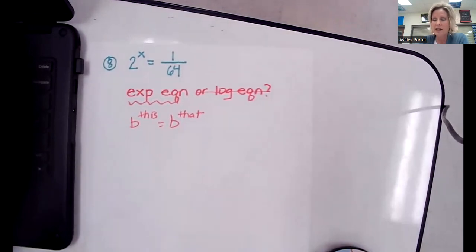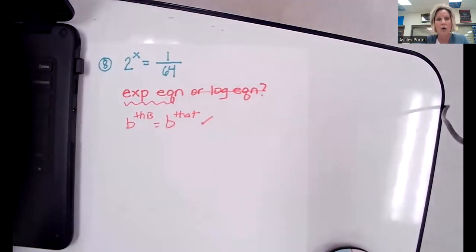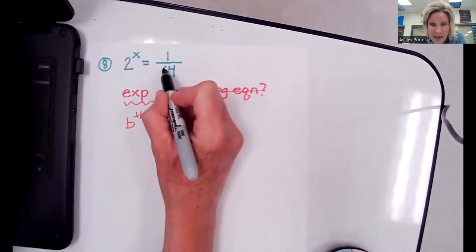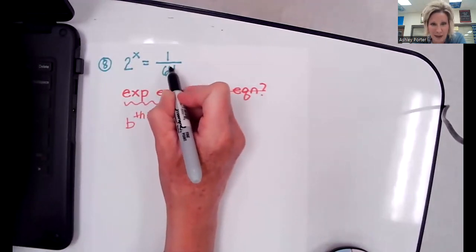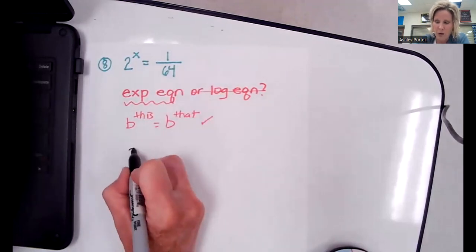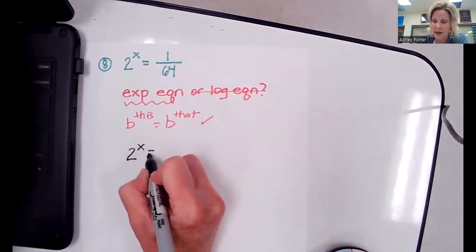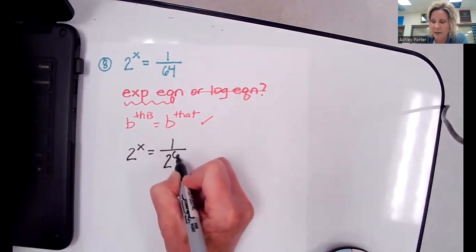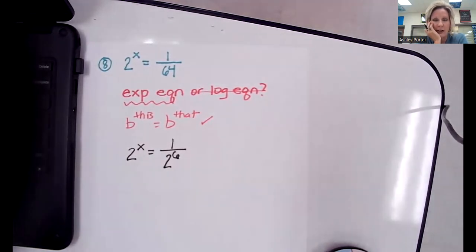All right, so on this one, I say yes, this is the way to go because the base of the left side is 2. The base of the right side, look at that 64. I can make that a power of 2. So if I write it as 2 to the this equals 1 over 2 to the that. 64 is 2 to the 6th.